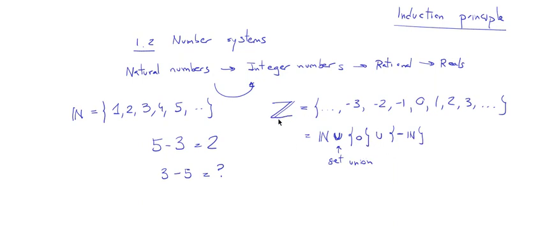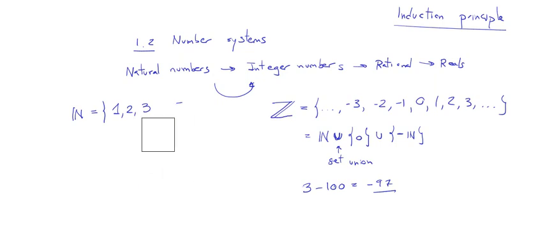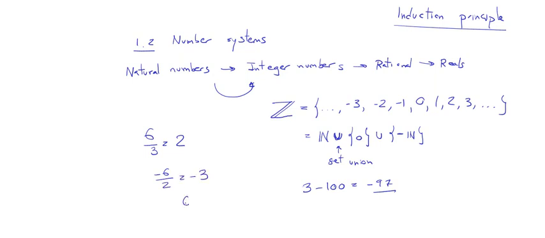And they're built so that this equation has a solution. Now you can subtract 3 minus 100, and this will have a solution. This is an integer number. So with integer numbers you can sum, you can subtract, you can multiply them, and you can divide, but then again you don't always have a solution. 6 over 3 is 2, or minus 6 over 2 is minus 3, you know that. But what is 6 over 4?